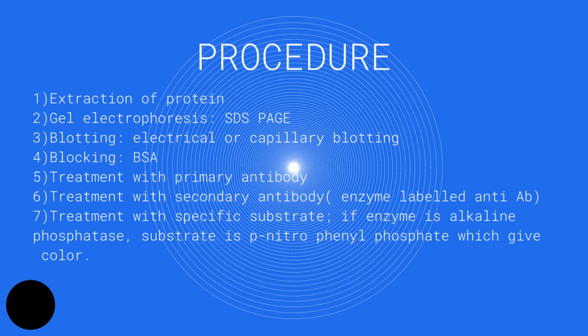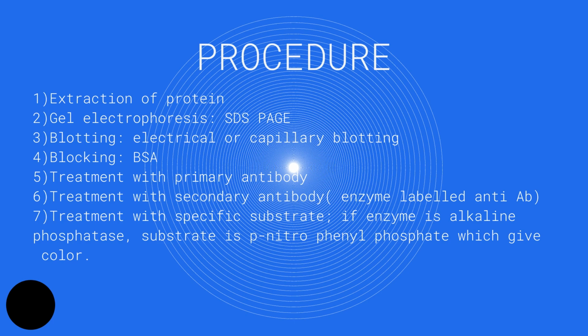Next, we have the procedure. So, the first step is extraction of the protein. Protein is extracted from the cell by mechanical or chemical lysis of the cell. This step is known as tissue preparation. To prevent denaturing of protein, protease inhibitor is used. As soon as lysis occurs, proteolysis, dephosphorylation, and denaturation begins.